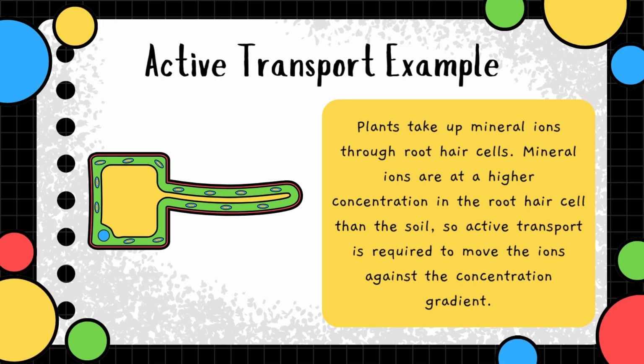Active transport example. Plants take up mineral ions through root hair cells. Mineral ions are at a higher concentration in the root hair cell than the soil, so active transport is required to move the ions against the concentration gradient.